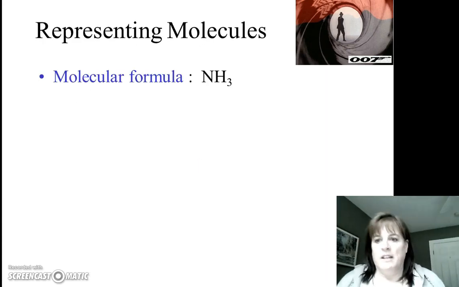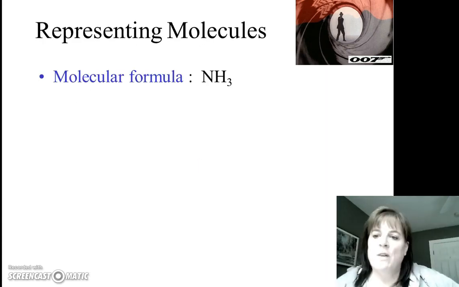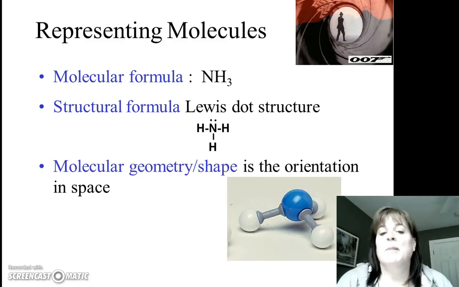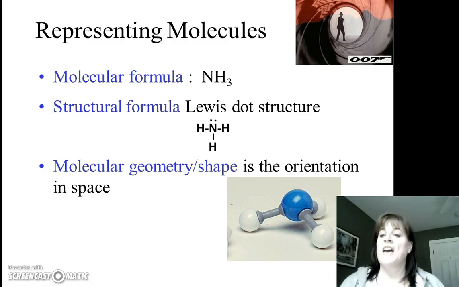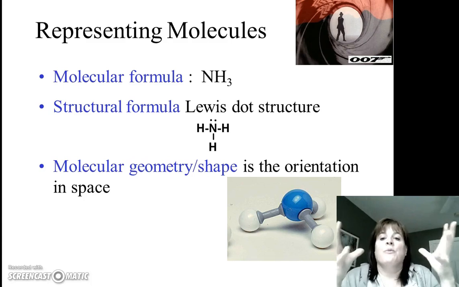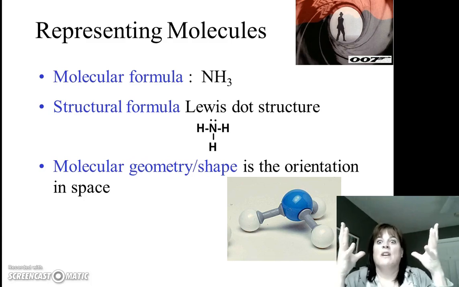So we've looked at molecular formulas, right? You've been writing those for a while with nomenclature. We just did structural formulas, which are Lewis dot structures. But now we're going 3D. So we're going to talk about molecular geometry and shape, and that is how the molecule actually looks on a 3D level. So what does it look like in real life?